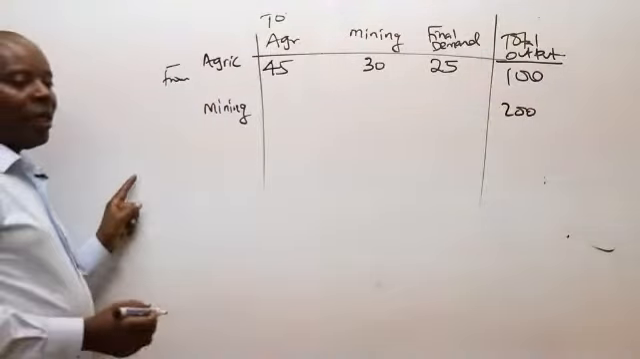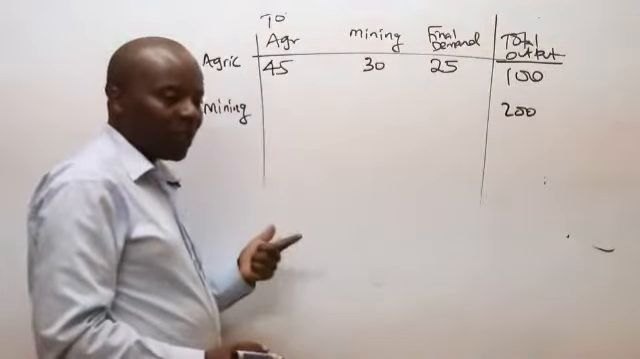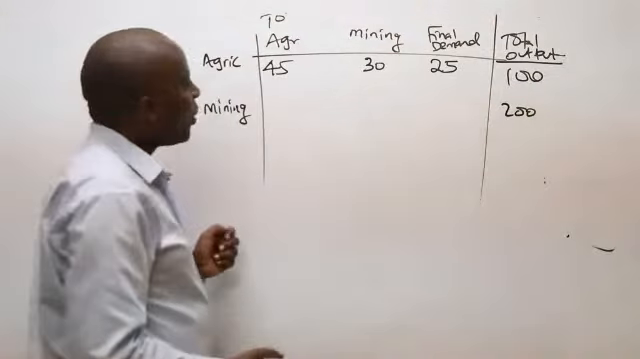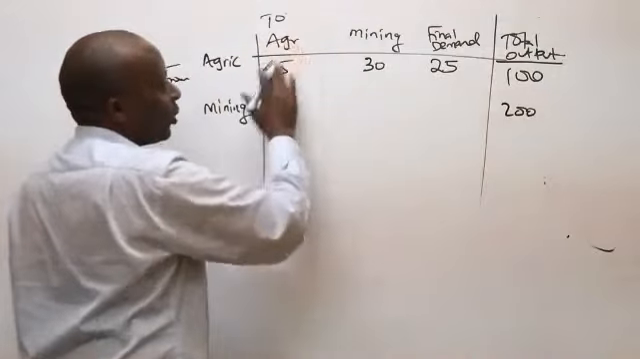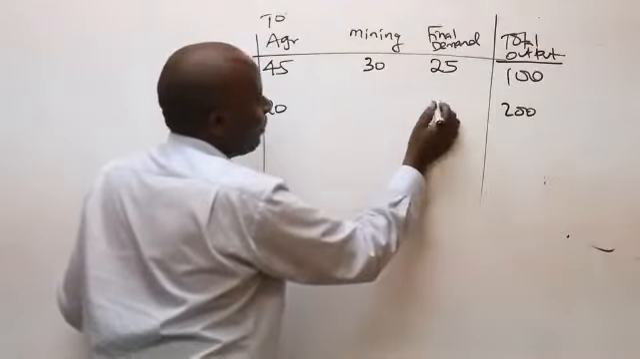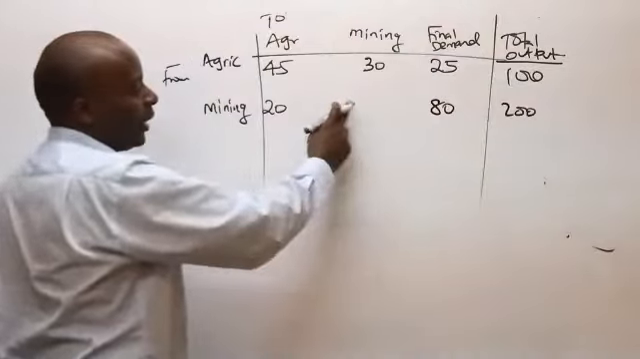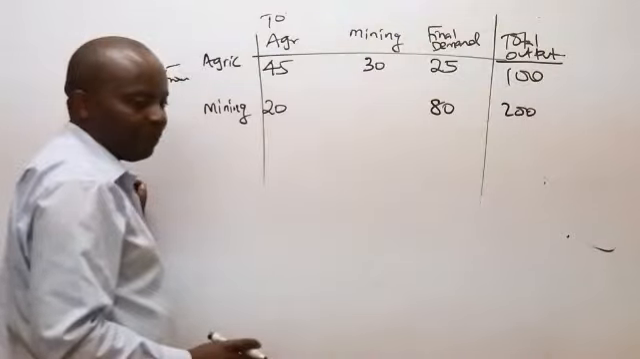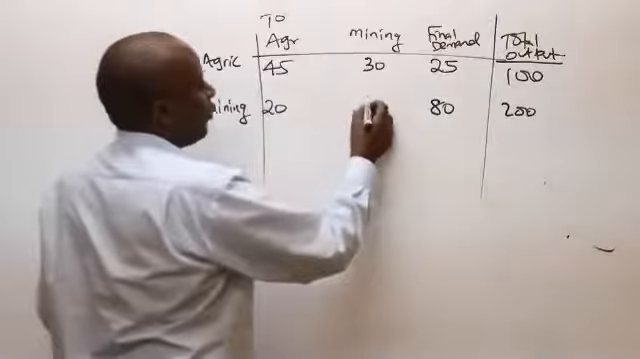Now mining also sends some things to agriculture, for example, in form of fertilizers. We need limestone when making fertilizers, right? So mining sends, for example, 20 to agriculture. Mining for final consumption, perhaps 80. So how much remains for mining itself? Somebody, mining alone. The balancing figure for mining. Thank you very much.